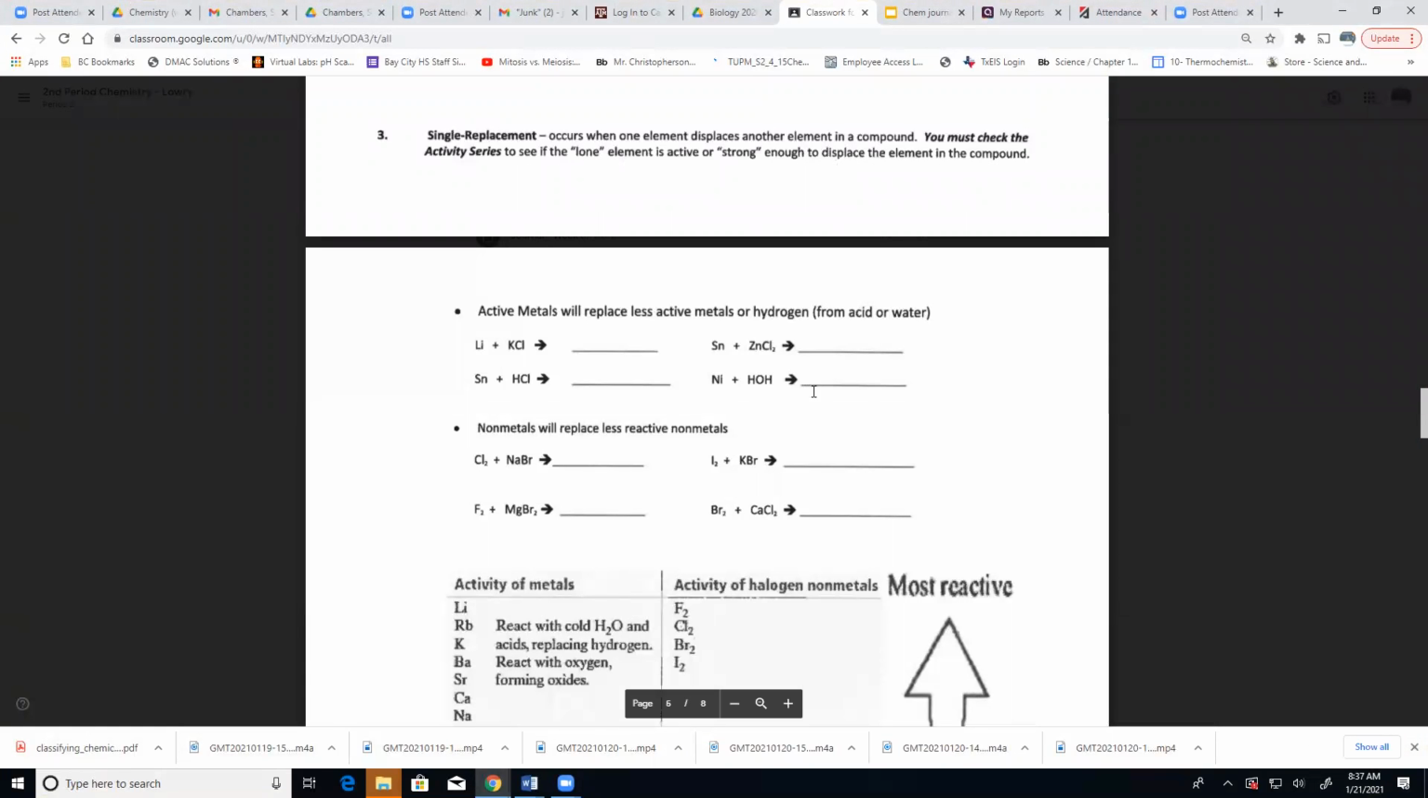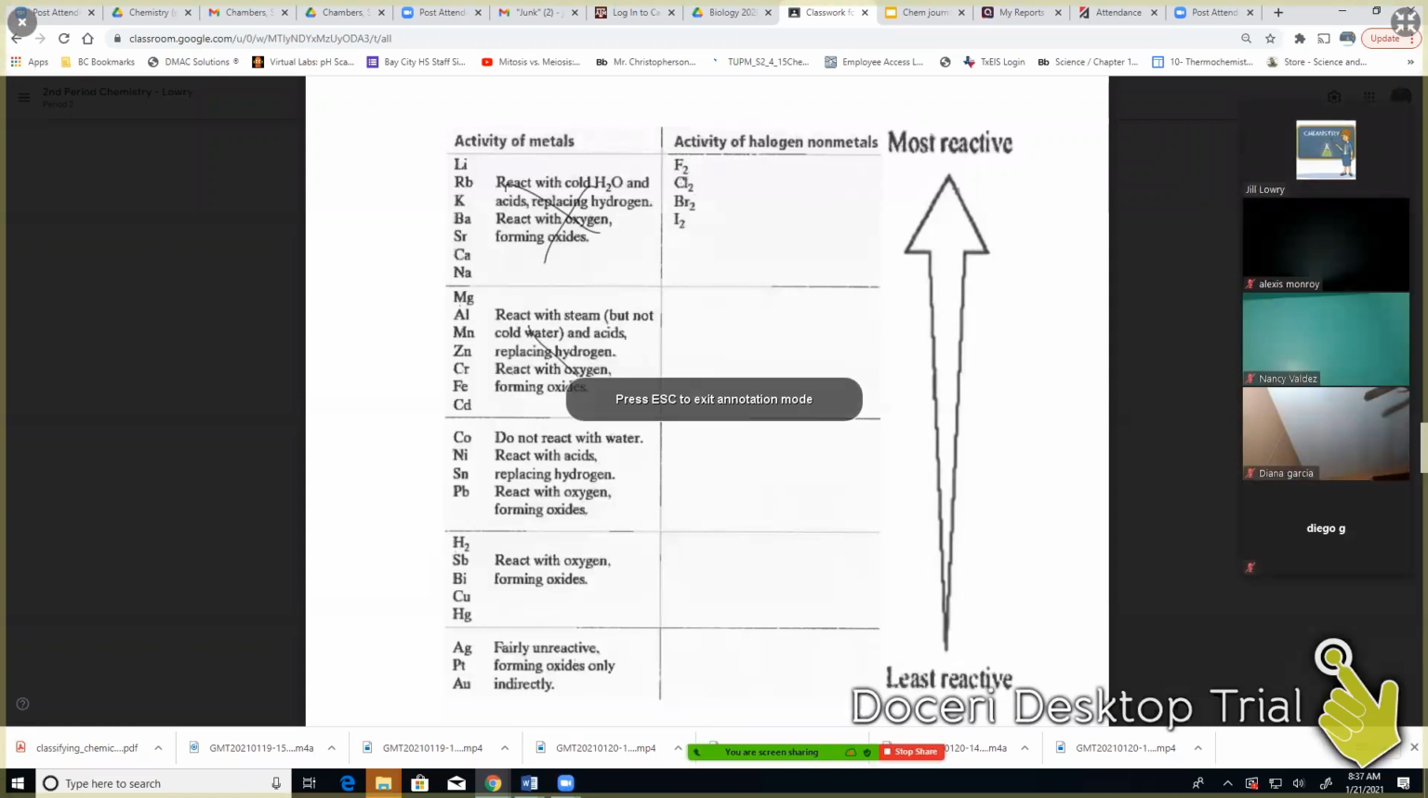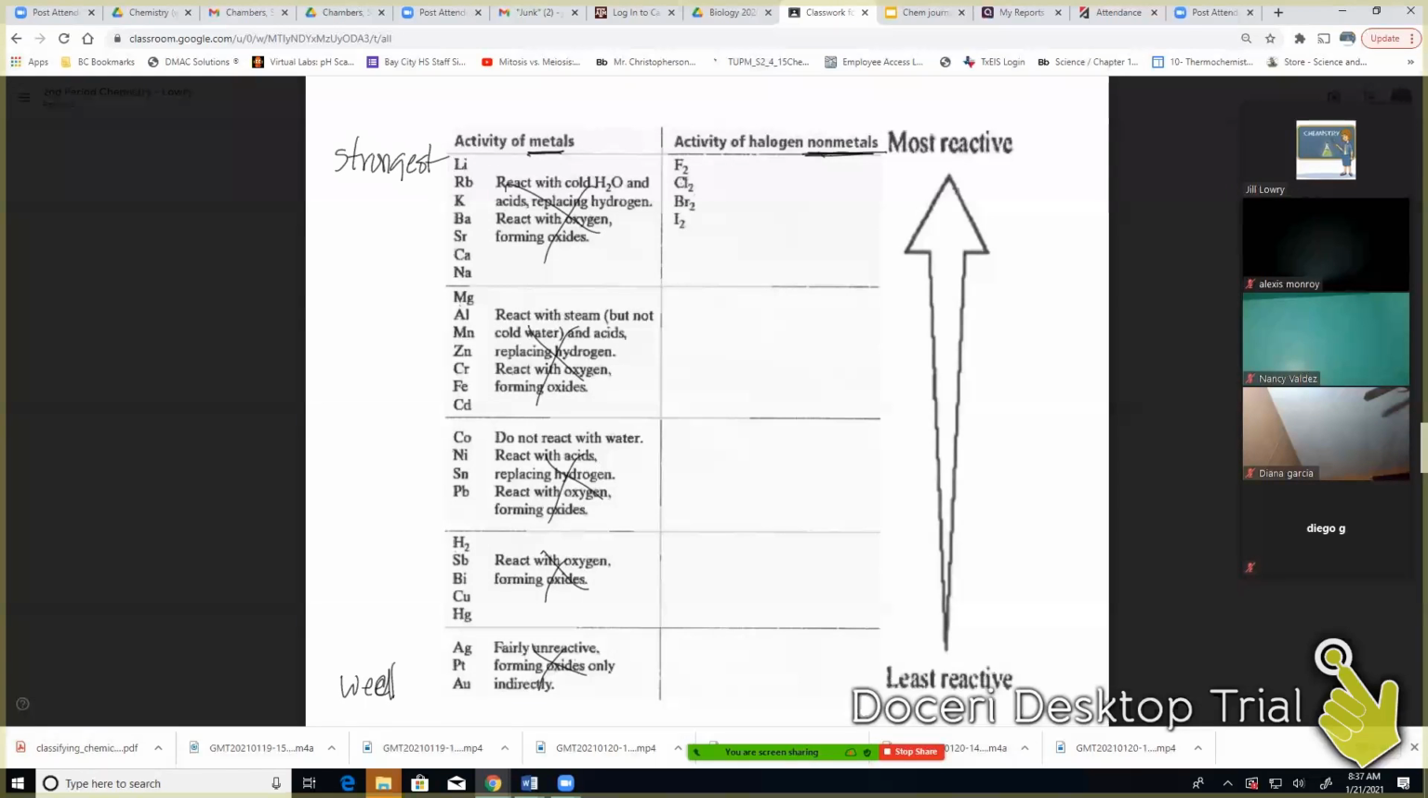All right. So before we do these examples, let's look here. This is called your activity series. You don't need to worry about all that stuff. Notice that this is your metals. This is your non-metals. A metal only replaces a metal, and a non-metal only replaces a non-metal. So this is the strongest. And then down here is the weakest. Oops, that's not how you spell weak.